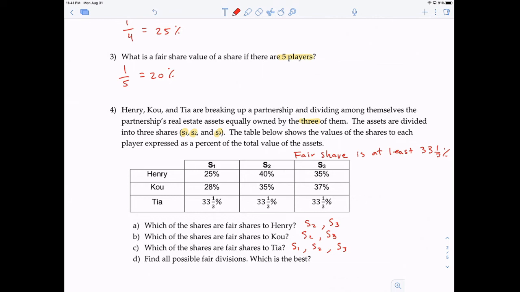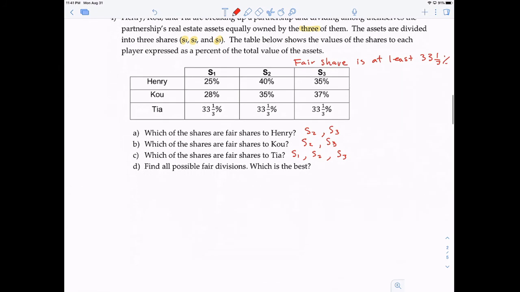Question D says, find all possible fair divisions, which is the best. So let's go ahead and go with the best first. So for example, notice how Hendry and Ku view share two and share three as fair shares, but then Hendry has a more favorable view of the second piece, and Ku views the third piece as more favorable. So it would be the best if Hendry got, let's just represent it with H, H gets S2, and K for Ku gets S3, and Tia, because Tia views them all the same, Tia gets S1. All right, so that's one possible fair division.